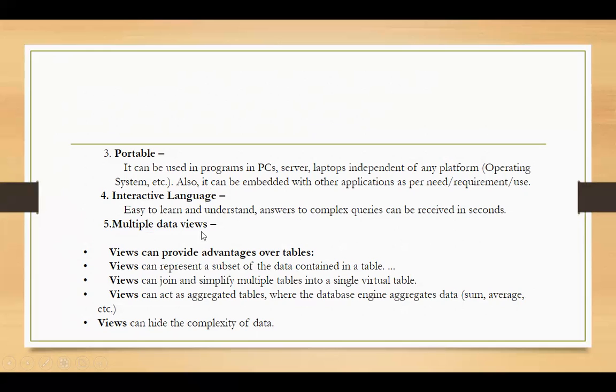And the next important point is the data viewing concept, the views concept. So views are generally advantageous because of the following points. It can represent a subset of data contained in a table. Actually, it helps to view a structured query format of particular queries without actually reflecting the original table. So the original table data remains unaffected. The views can join and simplify multiple tables in a single virtual table. The views can act as aggregate tables where the database engine aggregates data, sum, average, functions, etc. The views can hide the complexity of the data. These are some of the advantages of the views.